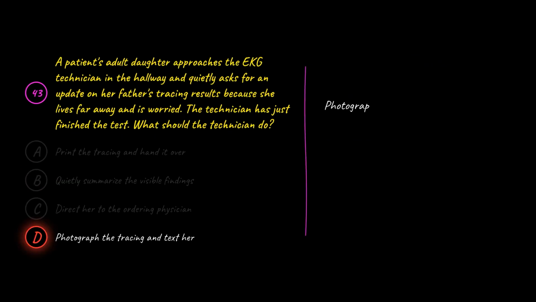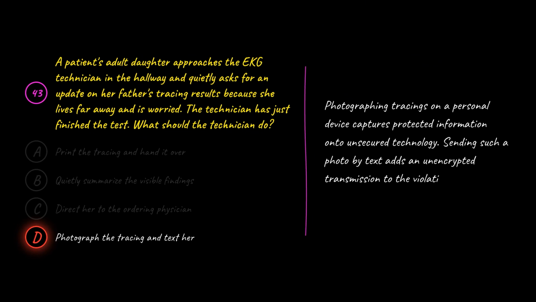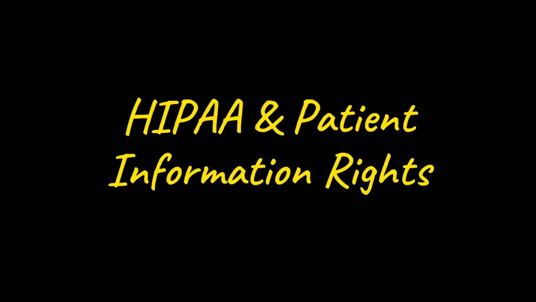D is wrong because photographing tracings on a personal device captures protected information onto unsecured technology. Sending such a photo by text adds an unencrypted transmission to the violation, layering one breach on top of another. Under HIPAA, a patient's medical information is protected, and that protection extends to what a technician can share, even with concerned family members. Let's look at why this boundary exists and how to handle it correctly.